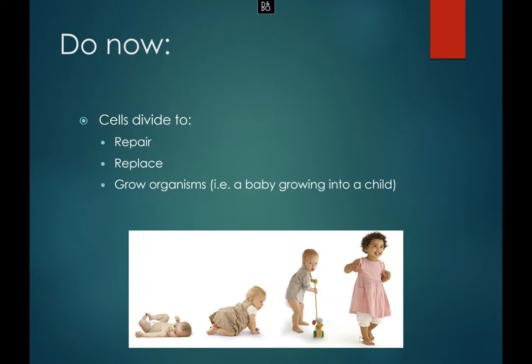Cells need to divide to do these 3 things: to repair, right? So if you fall down and scrape your knee, that scrape doesn't stay there forever. That skin eventually knits itself back together, and maybe you have a scar, but it's all healed up. Cells divide to replace other cells because, just like everything, cells are not immortal and they'll need to be replaced. And thirdly, for growth, right? When you're born, you're maybe a 7 to 9 pound infant, and now you're a teenager. So all of that growth is essentially due to cell division.